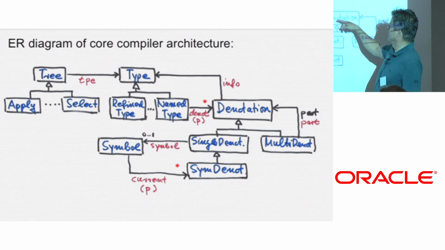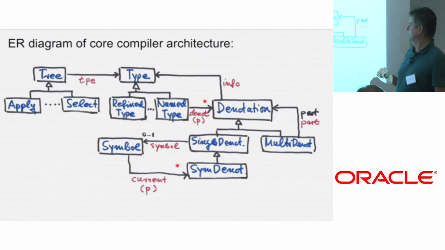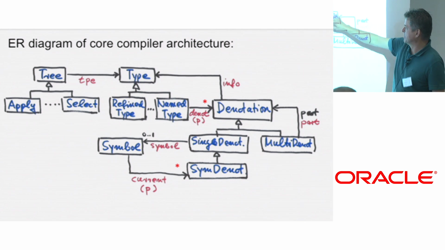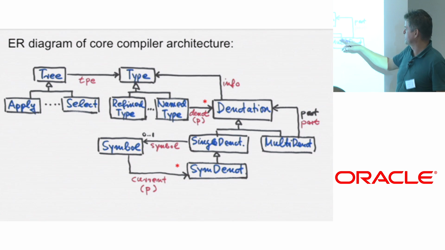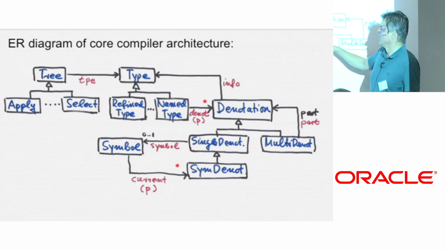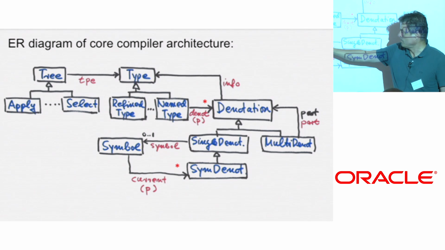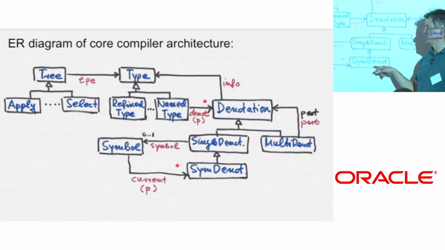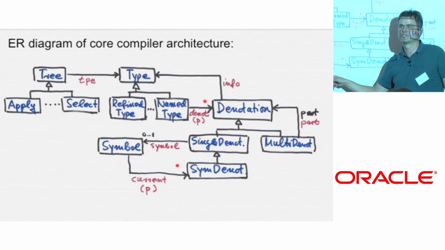So a denotation then always has an info, which is again a type. And it can be a single denotation or a multi-denotation. If it's a multi-denotation, then essentially each denotation gives me a part of one of the symbols in the overloaded family of symbols. If it's a single denotation, then it potentially has a symbol, it might not have one, but some of them do. And a symbol then points again to a denotation, which is the current denotation of the symbol. And again, that thing is time varying. So that thing has to be efficiently recomputed. So now you have it.